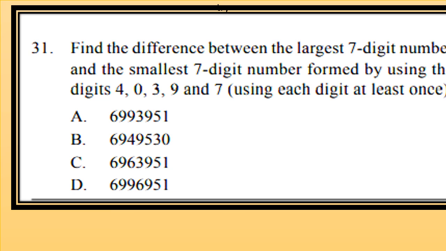Find the difference between the largest 7-digit number and the smallest 7-digit number formed by using the digits 4, 0, 3, 9 and 7 using each digit at least once. Now first find the largest 7-digit number, then find the smallest 7-digit number by using digits 4, 0, 3, 9 and 7 using each digit at least once, and then find the difference.